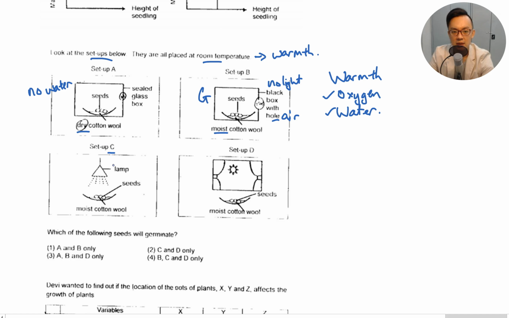So let's look at setup C. It has a lamp, which means there is light. It has seeds, it has moist cotton wool. So this will also germinate because the light is just there to trick you. There is no difference whether there is light or not. So setup D, there are seeds, there's moist cotton wool, open window, that means there is air plus warmth, right? Because there's an open window over here. So does it have oxygen and water? Yes, it does. So it will also germinate. So B, C, and D will germinate, which is number 4.